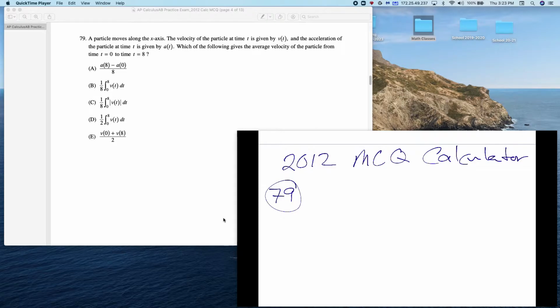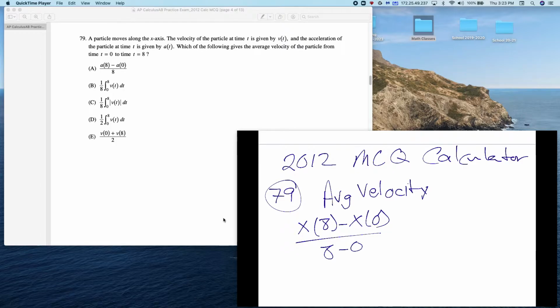On number 79, it says a particle moves along the x-axis, given v of t is the velocity and a of t is acceleration. Which of the following gives the average velocity? If you're trying to find the average velocity, there's one of two ways you could do it. You could do x of 8 minus x of 0 divided by 8 minus 0. Or you could do 1 over 8 minus 0, the integral from 0 to 8 of the velocity.